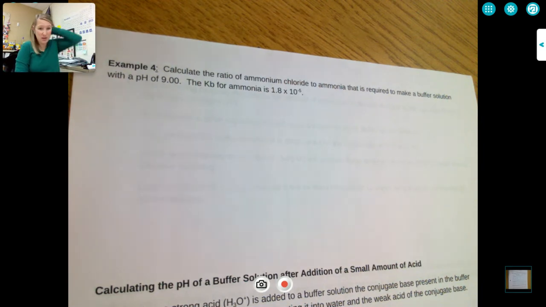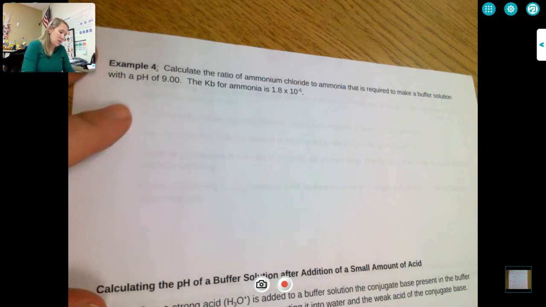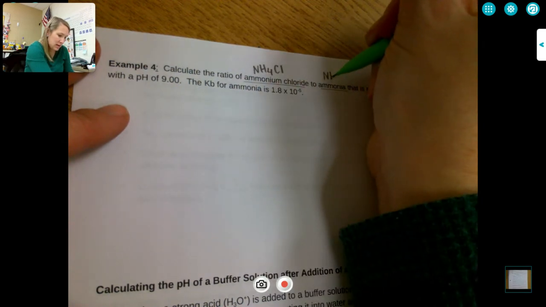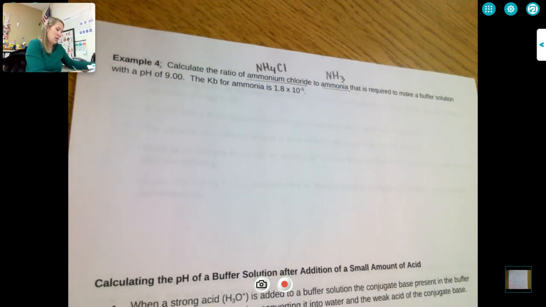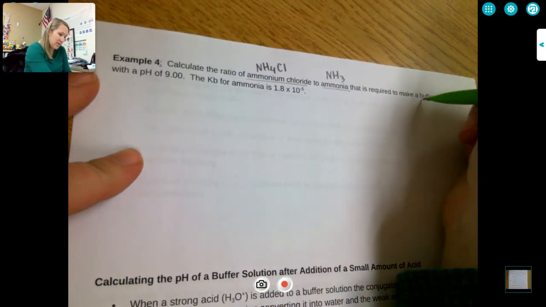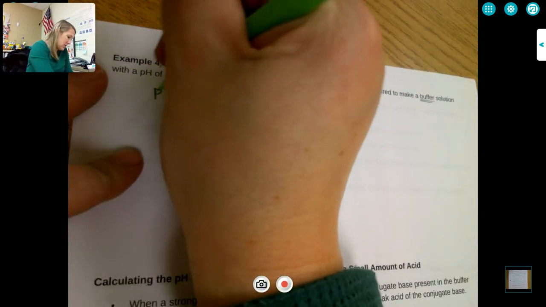Well, we could be asked to calculate the ratio of ions in a buffer solution, or to make a buffer solution with a certain pH. So here we have ammonium chloride, NH4Cl, to ammonia, NH3. We want to make a buffer solution with a pH of 9. And we're told our Kb for ammonia. So we're told we have a buffer solution. So it means, hey, I have to use my equation.